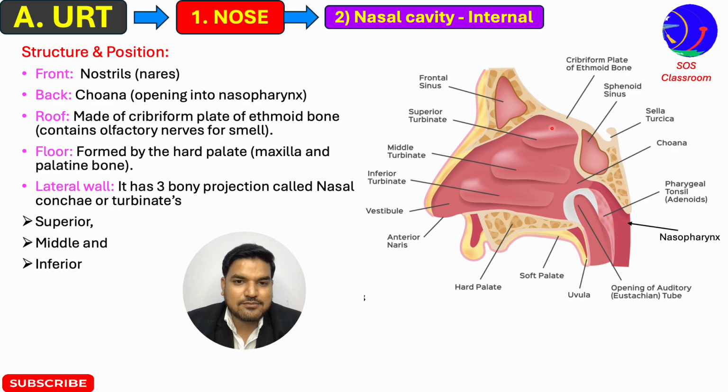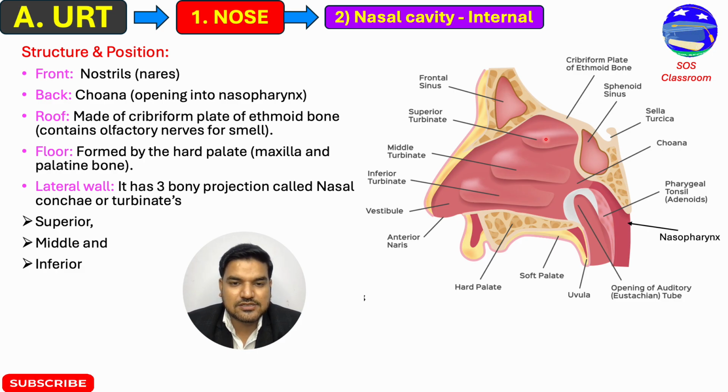Okay. Next, in the middle portion of the nasal cavity, there are three bony projections. Three bony projections are present in the lateral portion of the nasal cavity. These are the three bony projections, 1, 2, and 3. You can see this is called the turbinate. Turbinate is also called the concha, so that's why it's called nasal concha.